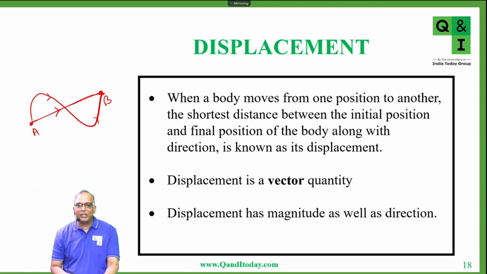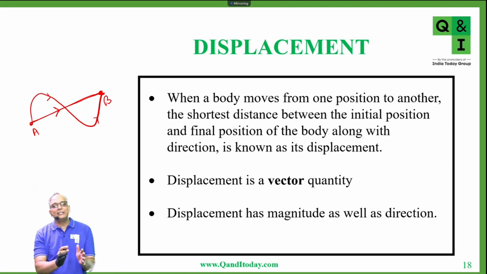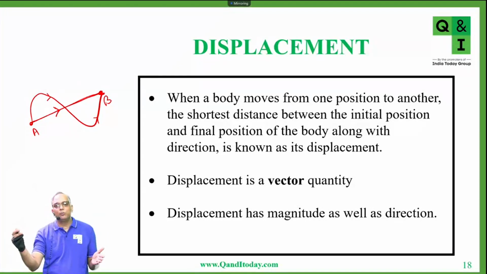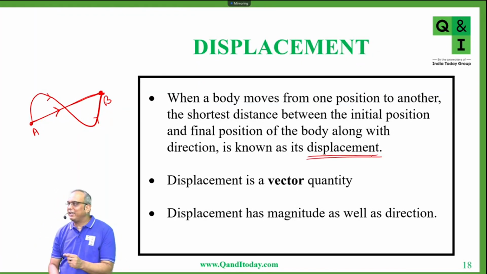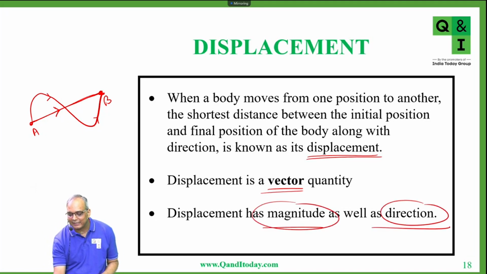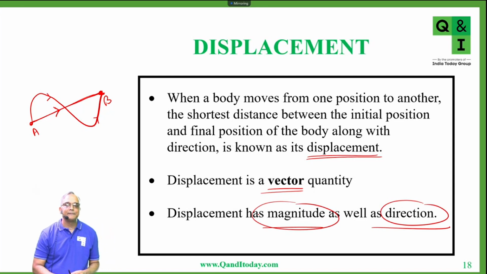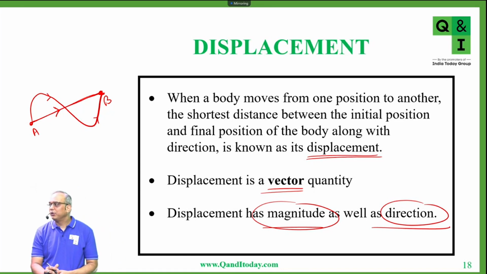Here direction is important, right? So this will always be from A to B. A to B is one direction and B to A is some other direction. So here the direction is important. It is starting from A and going to B. Shortest distance along that will be displacement. And because we also have to mention the direction here, displacement is a vector quantity because it has magnitude as well as direction. Is it clear to everyone? Students, is it clear? Okay.